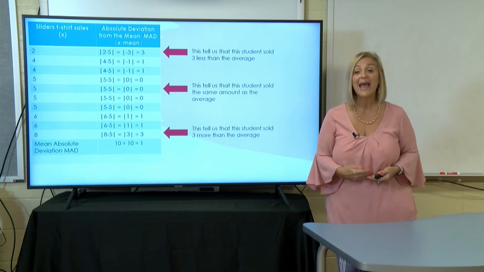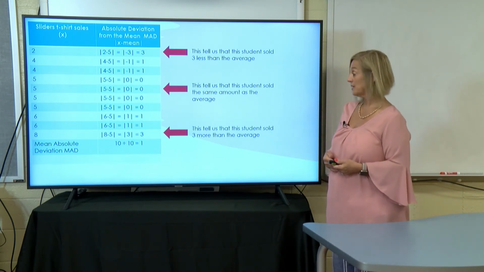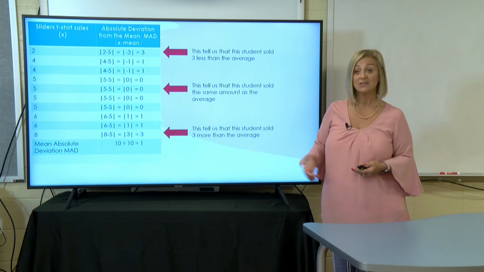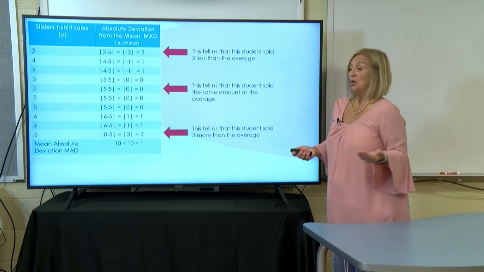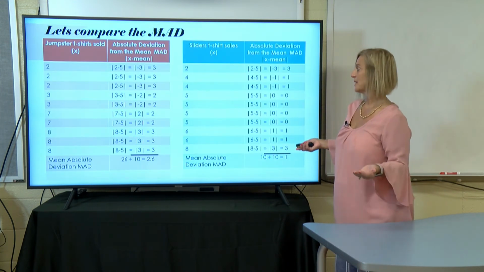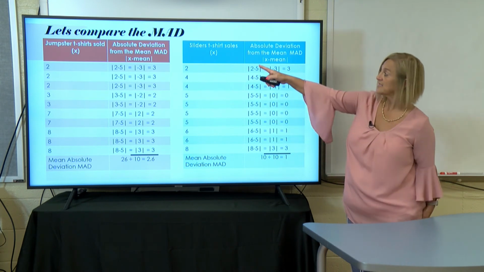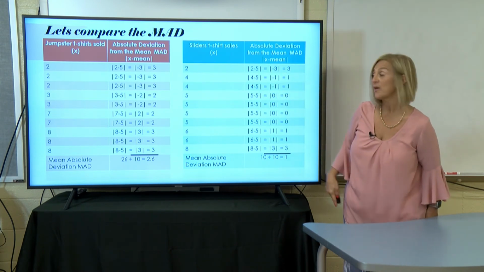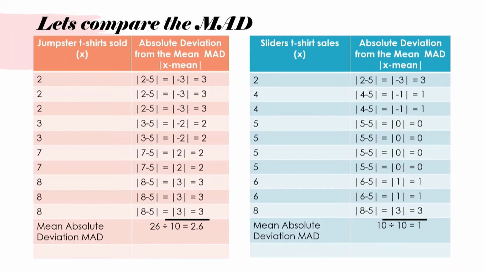So the mean absolute deviation for the sliders is 1. Well, now we need to compare the two together. So let's compare the MADs of both the jumpsters and the sliders. The jumpsters have a MAD of 2.6. The sliders have a MAD of 1.